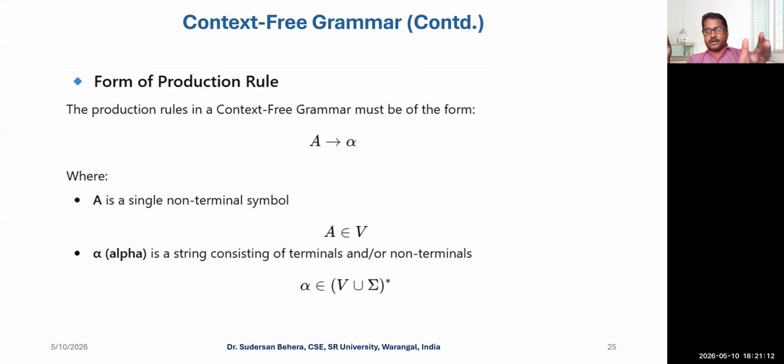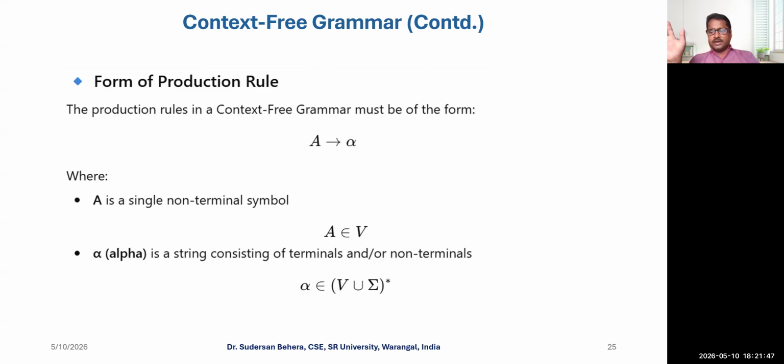Anything in the sense that it can be a string of length 0, I mean a null string. It can be a single non-terminal. It can be a single terminal. It can be any combination of them, in any order. There is no ordering, actually. You cannot say, sir, terminal will come first, then non-terminal. No, not at all. You can put anyone at any time in any order. So that is your alpha.